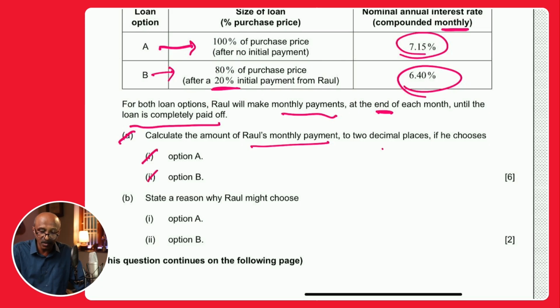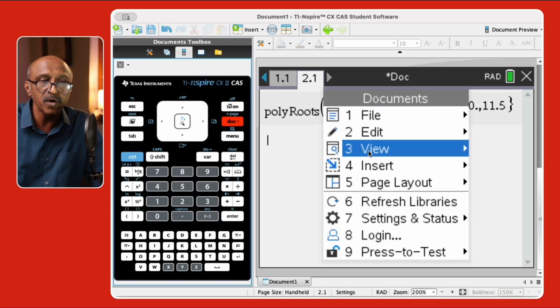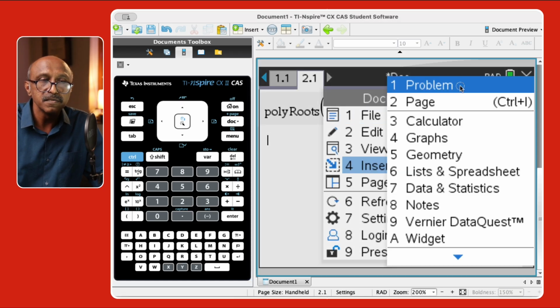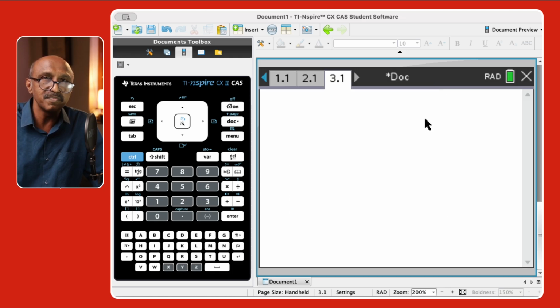We'll take a look at it separately on our graphing calculator. So here is my graphing calculator. As usual, as I always say, insert a new problem. Insert a new problem per question. It just helps to keep things organized.